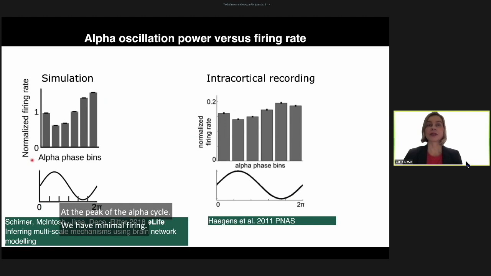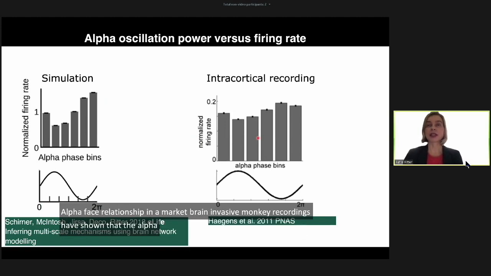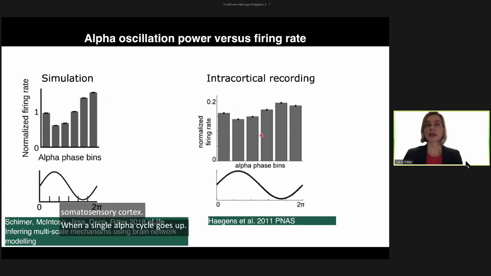On the right, we see a very similar alpha phase relationship in a monkey brain. Invasive monkey recordings have shown that the alpha phase modulates the firing rate in the somatosensory cortex. When a single alpha cycle goes up and reaches its peak, the firing rate is low. When the alpha cycle goes down, we have a high firing rate.